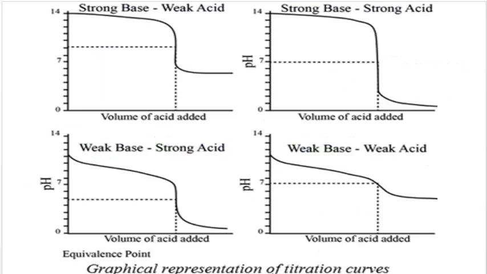Strong base weak acid, strong base strong acid, weak base strong acid, weak base weak acid. These are the 4 curves. We can conclude the difference between them. The main difference is the end point. The equivalence point changes according to the changing of the analyte and the titrant.